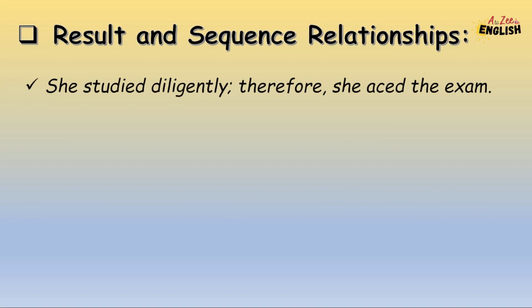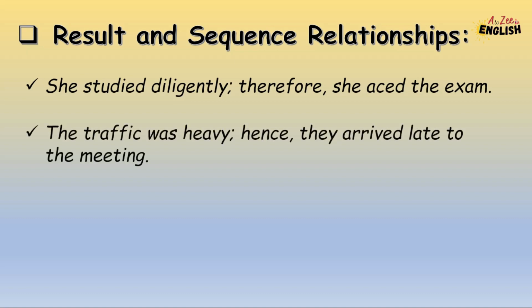For example, she studied diligently, therefore she aced the exam. Therefore establishes a cause and effect relationship, indicating that the diligent study directly resulted in acing the exam. The traffic was heavy, hence they arrived late to the meeting. Here, hence points to the consequence of heavy traffic leading to their late arrival at the meeting.